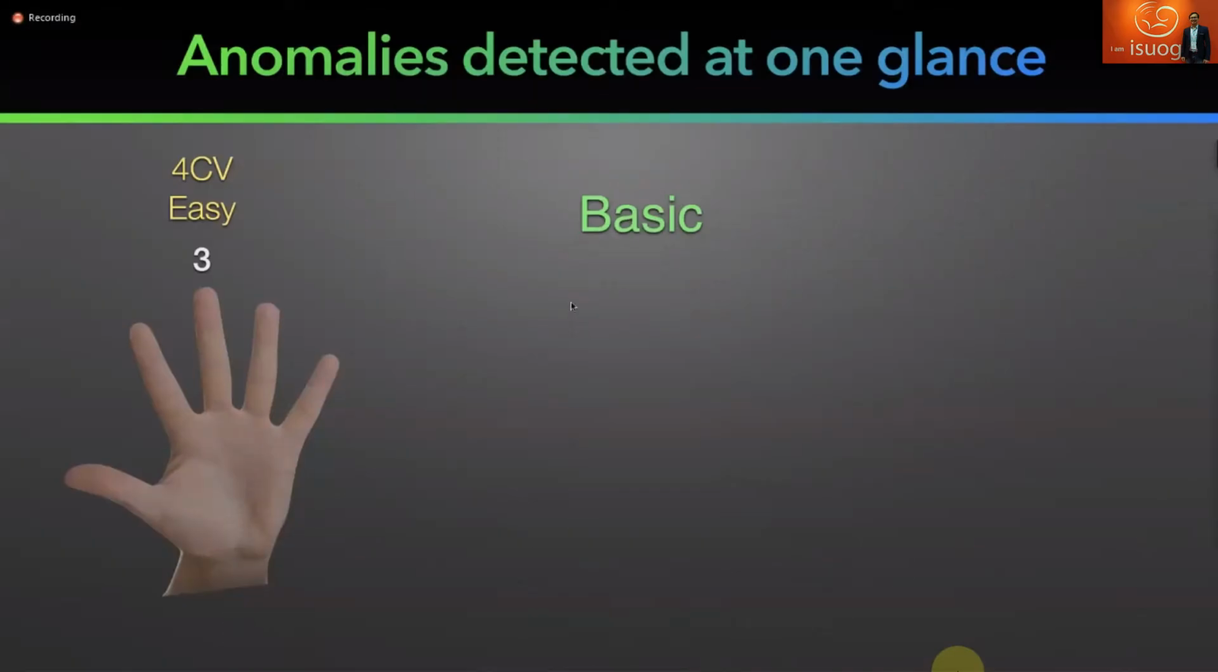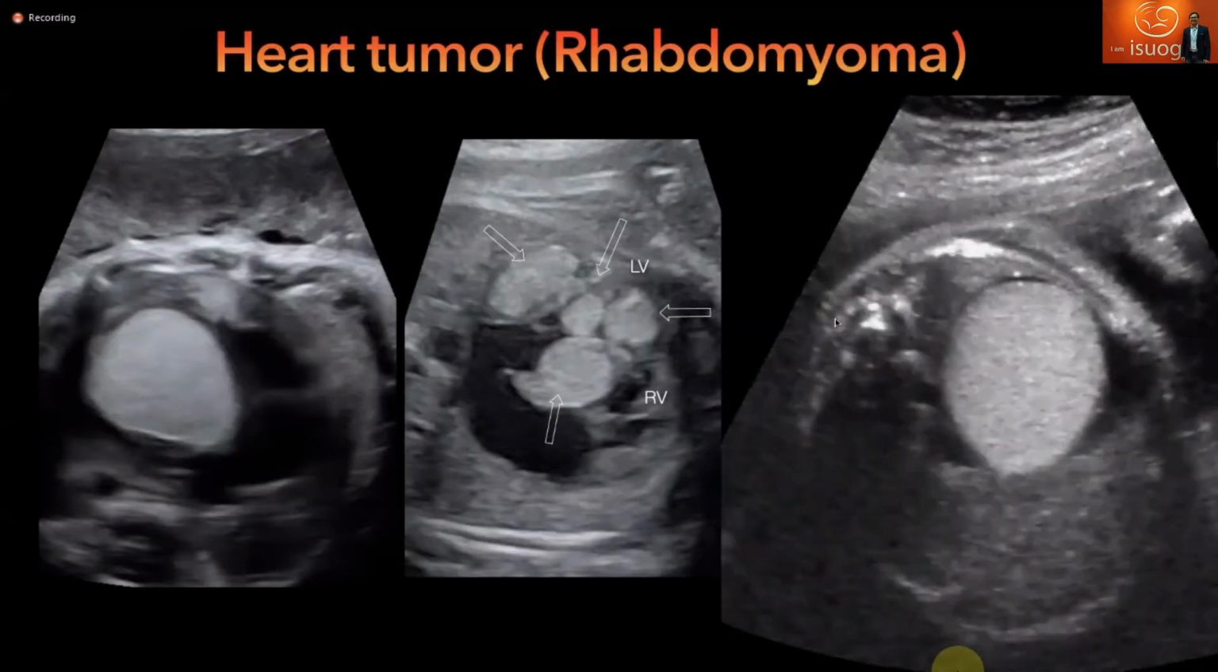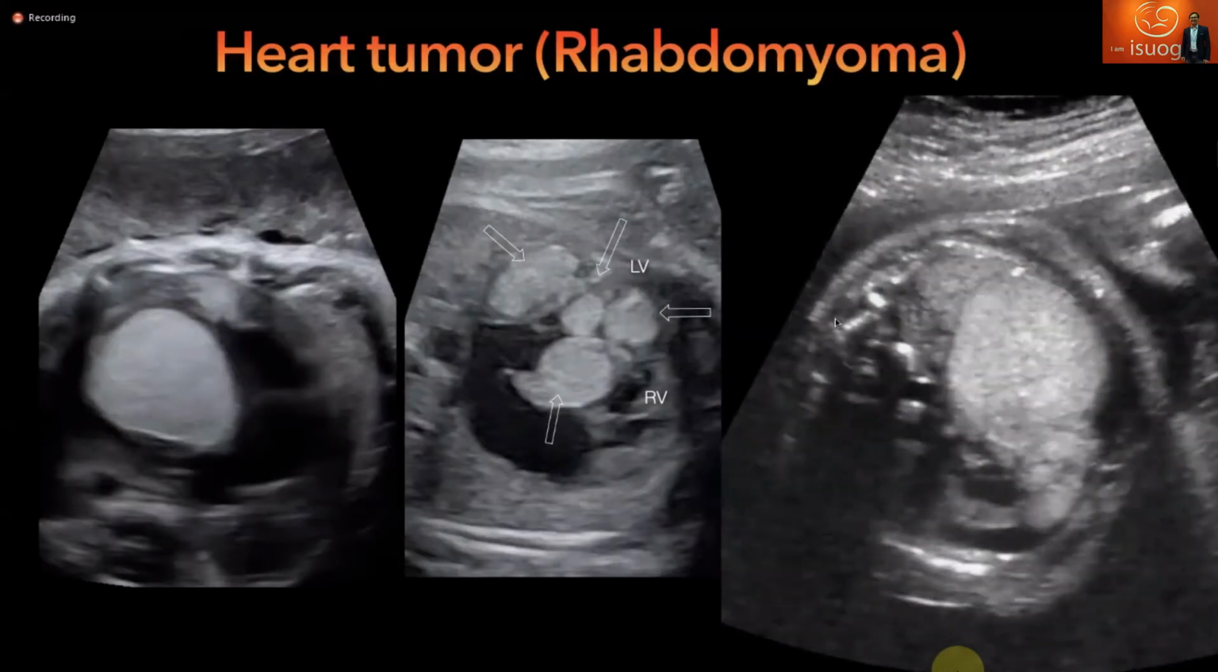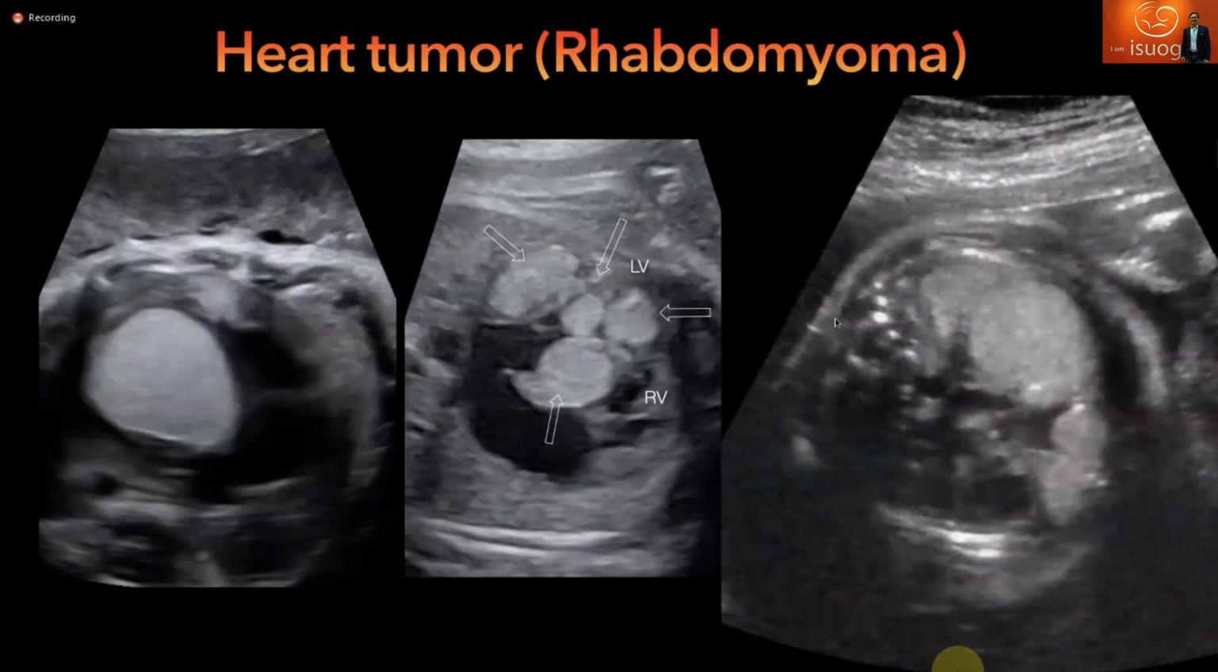Now let's come to what is the basic, or let's say beginner, ultrasound. The basic is, for me, focusing on obvious findings. So this is what I mean with a detection rate of 15% or 20%. Even if you don't have any experience in ultrasound, this is the basic.